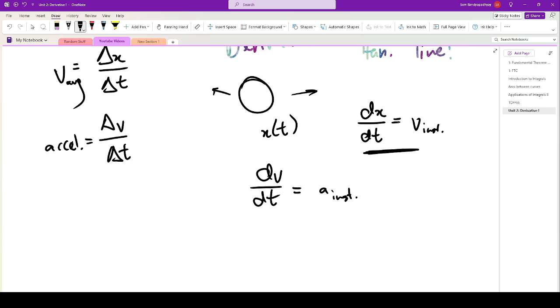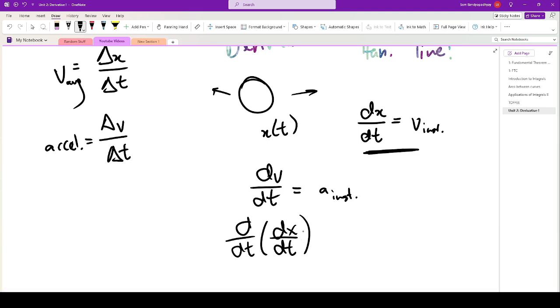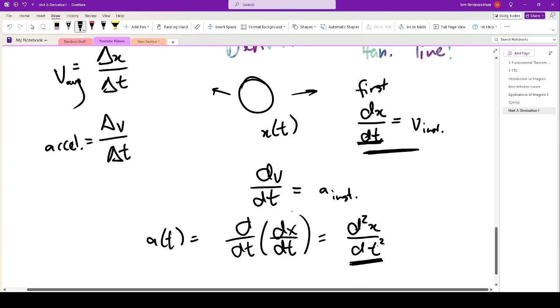Well, what are we doing here? We're taking the derivative of velocity with respect to time, which itself is the derivative of x with respect to time, right? So when we take the derivative once, this is called the first derivative. If we take it twice, that would be your second derivative, intuitively. And you'd write it sort of like this. Okay, this is the format: d squared x over dt squared.